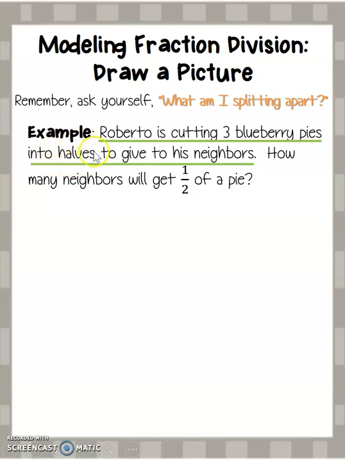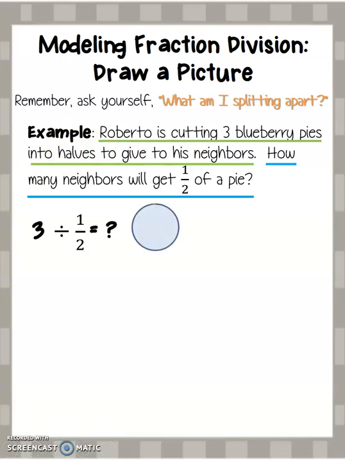I picked this question because you notice the word halves is holding a place for a fractional amount. Sometimes you'll see a fraction in word form in a story problem, so be on the lookout for that. Finally, the question sentence says, how many neighbors will get half a pie? So I know this question is asking me to divide 3 by 1/2 because I'm splitting apart the 3 pies into 1/2 sized sections. So to draw a picture, I'll start by drawing 3 pies.